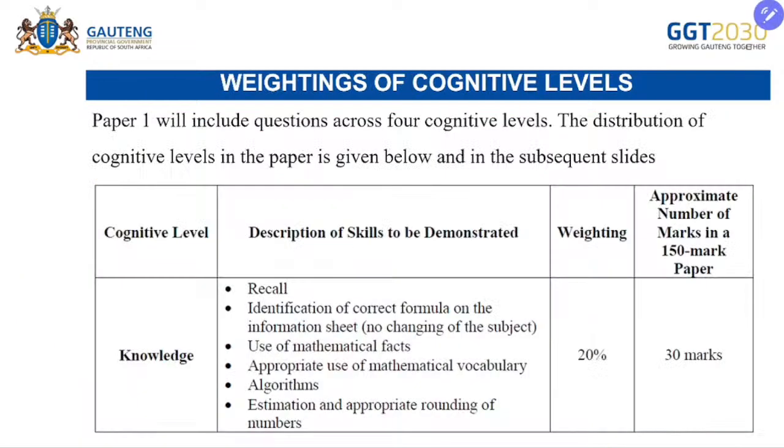Right, let's look at the weightings according to those cognitive levels. Remember, the questions that they ask in exam papers would range across 4 cognitive domains. So if you check here for knowledge questions, the questions that would want you to recall, identify a formula, use algorithms, estimate, and round off, that would only make up 20% of the paper, which is about 30 marks. Those are generally simple questions.